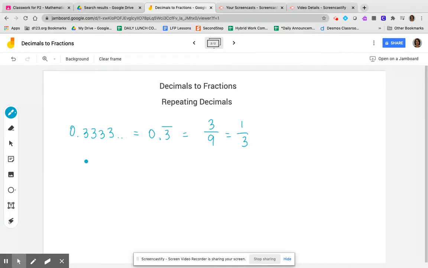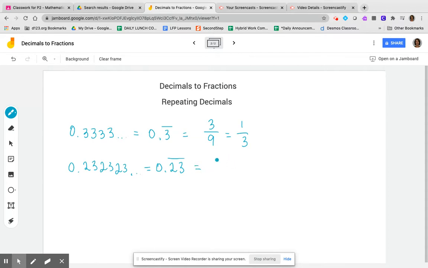My second example is going to have 2 digits repeating. So let's say 0.232323. So here is my number that repeats. I can write that using proper notation as 0.23. Since 23 is what repeats, the line goes over both digits.